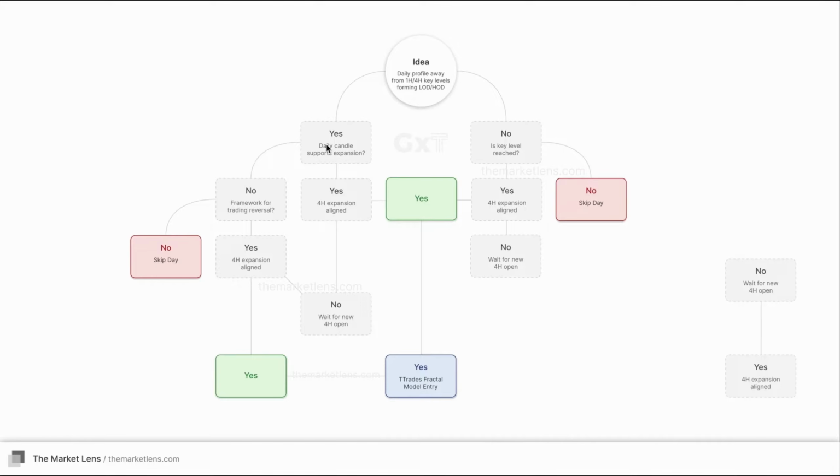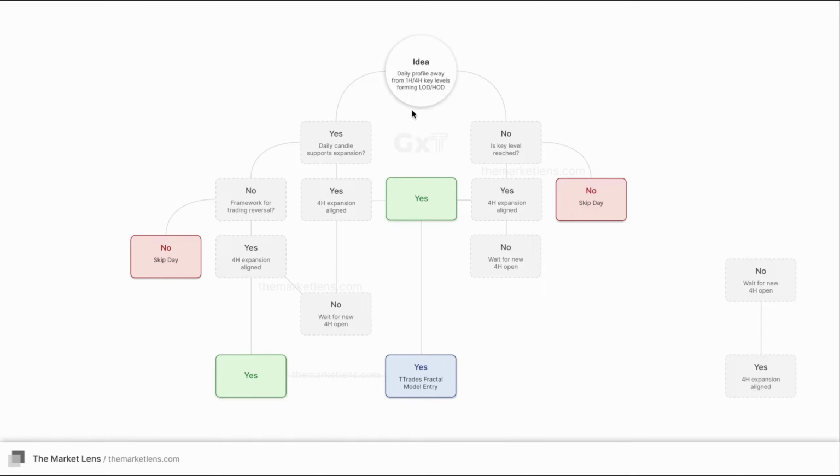So let's go back over here. Let's say the daily candle is aligned, right? Then we ask ourselves again, does the 4-hour candle support expansion? If it does not, then we simply wait for open. Let's say we waited for open. Okay, now we're back here. Now we just need a fractal model entry, right, to align ourselves with the 4-hour candle. Once we have that, then we are good to trade, right?